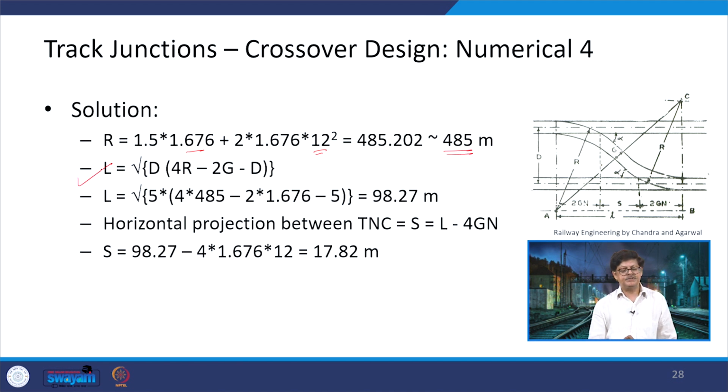Now, the lead is under root of D into 4 R minus 2 G minus D. R we just calculated, D was given, G is known for broad gauge track. If we put these values here, we get 98.27 meters. The projection is defined as, from this particular length we reduce 2 GN on one side and 2 GN on the other side. So, it is minus 4 GN. If we put minus 4 GN, what we get is 17.82 meters.